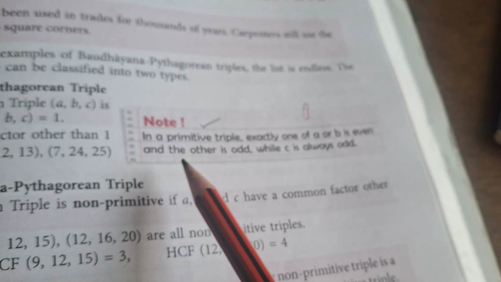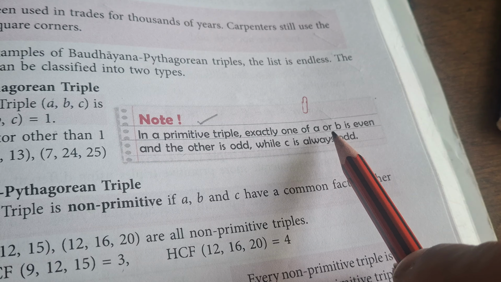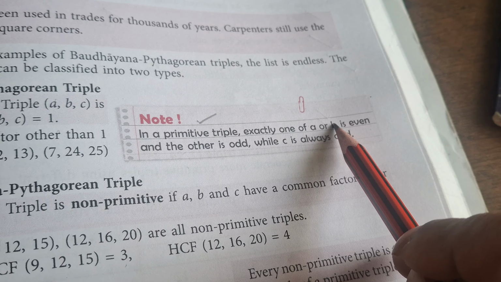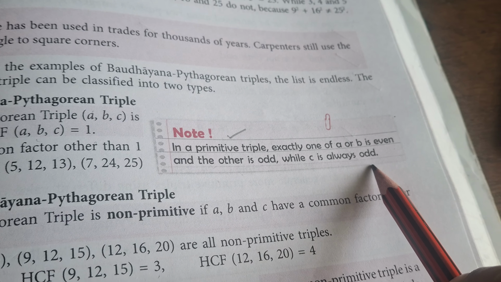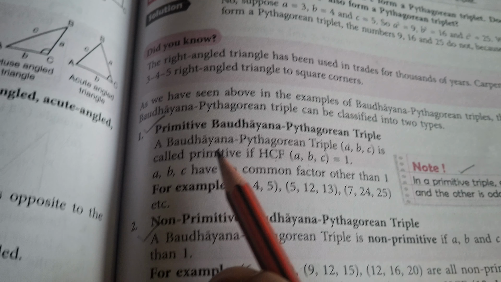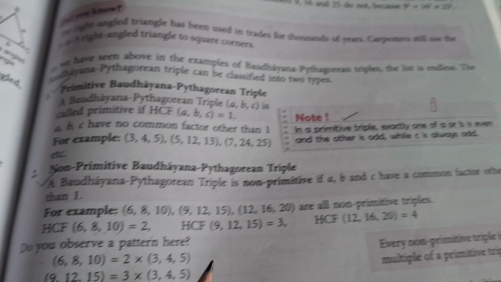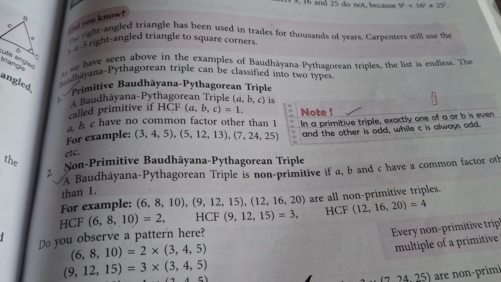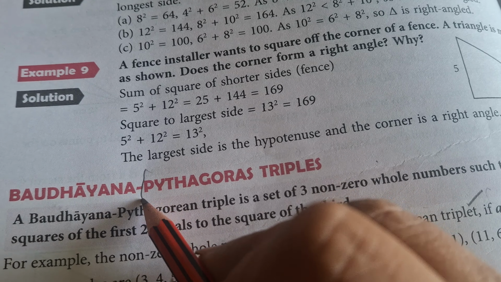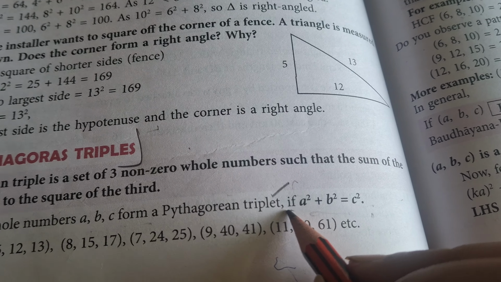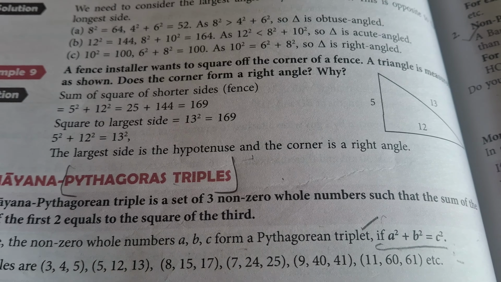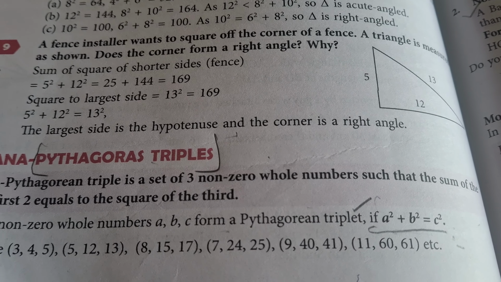One more thing for the note: in a primitive triple exactly one of A or B is even, either A or B. One will be even, the other is odd, and C is always odd. This is the condition. So students, mark in your book primitive and non-primitive. No need of writing in the notebook. Only write these Pythagoras triples and the formula, only in the classwork notebook. The remaining part, just tick in your book.